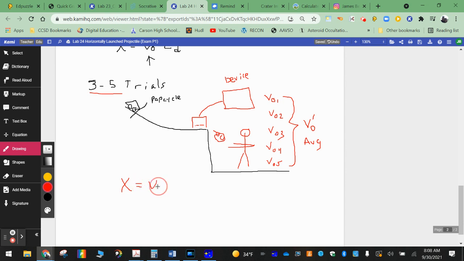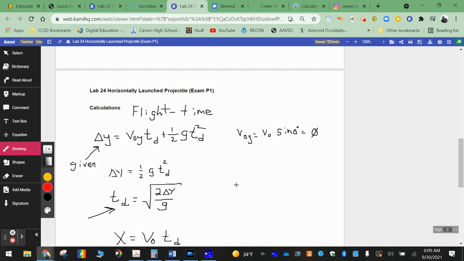X is going to be whatever V0 average is times the flight time going down. And when you're ready, Mr. Bean needs to see this calculation, and you're going to place the X where it's supposed to land. We're going to go ahead and do that now on the table.